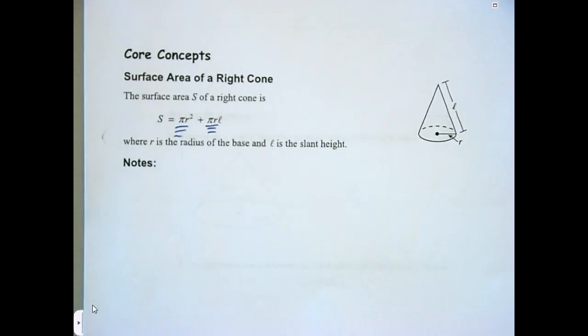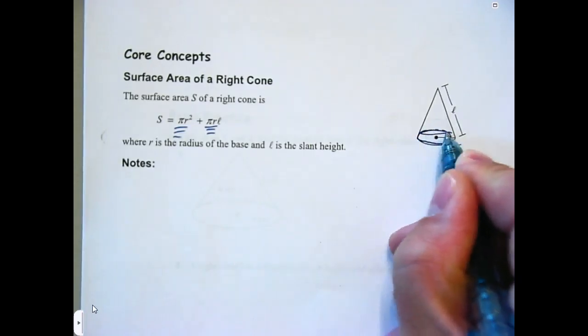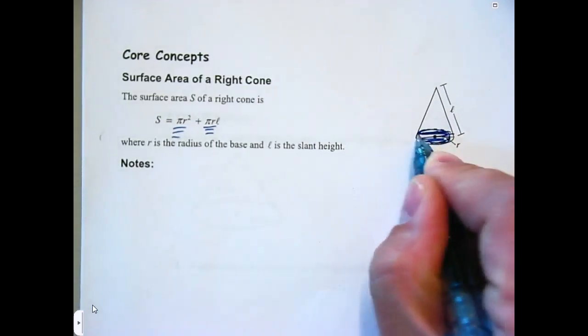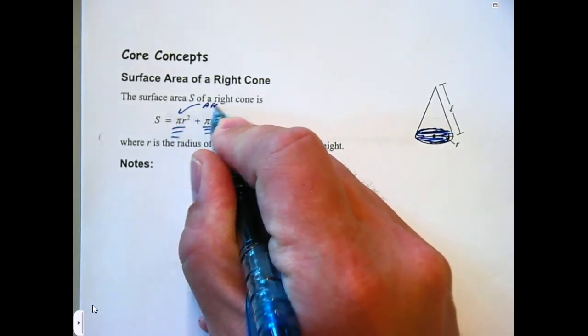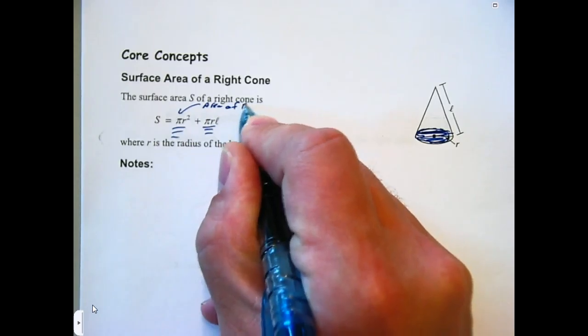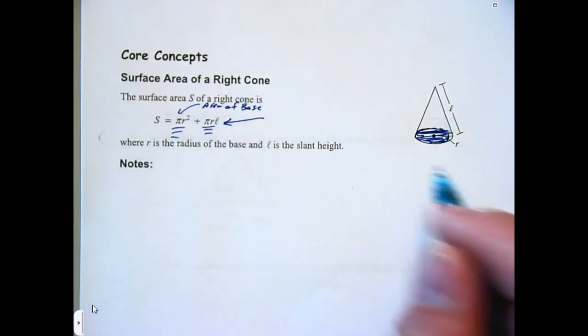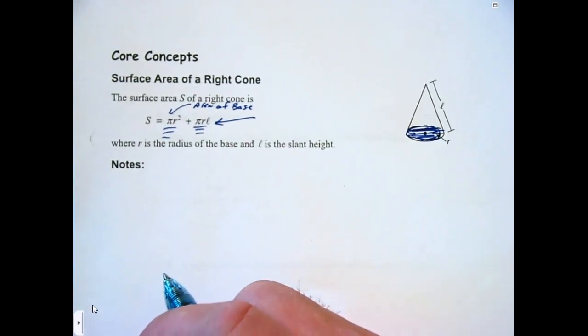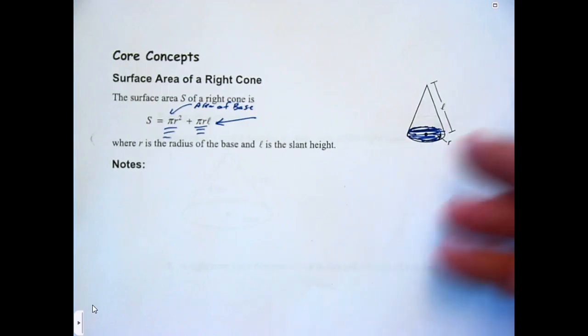The base. Yeah. The area of the base, so the circle down here. If that's the area of the base, that's what the pi r squared is. What is the pi rl? Drew? The surface area of the cone part. Good. It's the surface area of the cone part. It's the other stuff that's not the base.